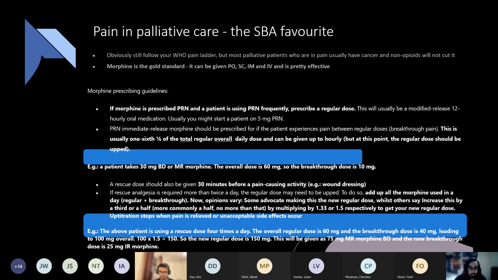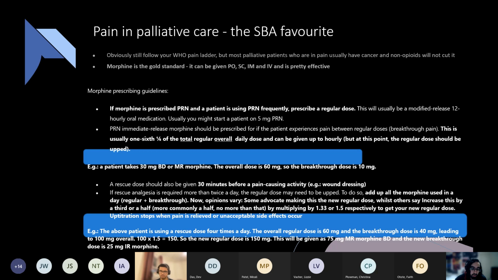Usually, PRN is the immediate release, which makes sense. There are modified releases, which are slow release forms, and that's your regular medication. Let's say you've got your patient who's on the PRN and they're using it very frequently. And by very frequently, let's say they're using it 6 times a day. Then you're starting to think about a regular dose of morphine. To work out your regular dose, you're probably going to want to add up all the PRNs that are being used and then start that as a regular dose.